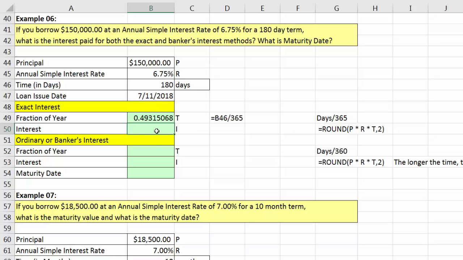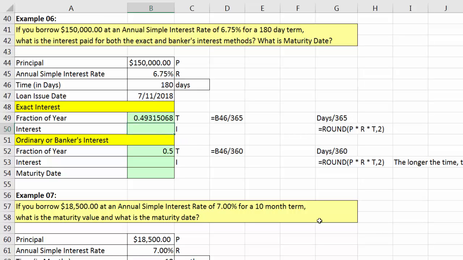Now, before we do the interest calculation, let's do the banker's interest fraction of a year, and we'll see why bankers many decades ago used to do this. I'm going to take the same exact 180 days and divide it by a smaller number, 360. Because 360 is smaller than 365, when I hit Enter, the resultant decimal is bigger. That's what someone who wanted to maximize interest would want. They would want to take the interest for half a year instead of only 0.49 of the year.